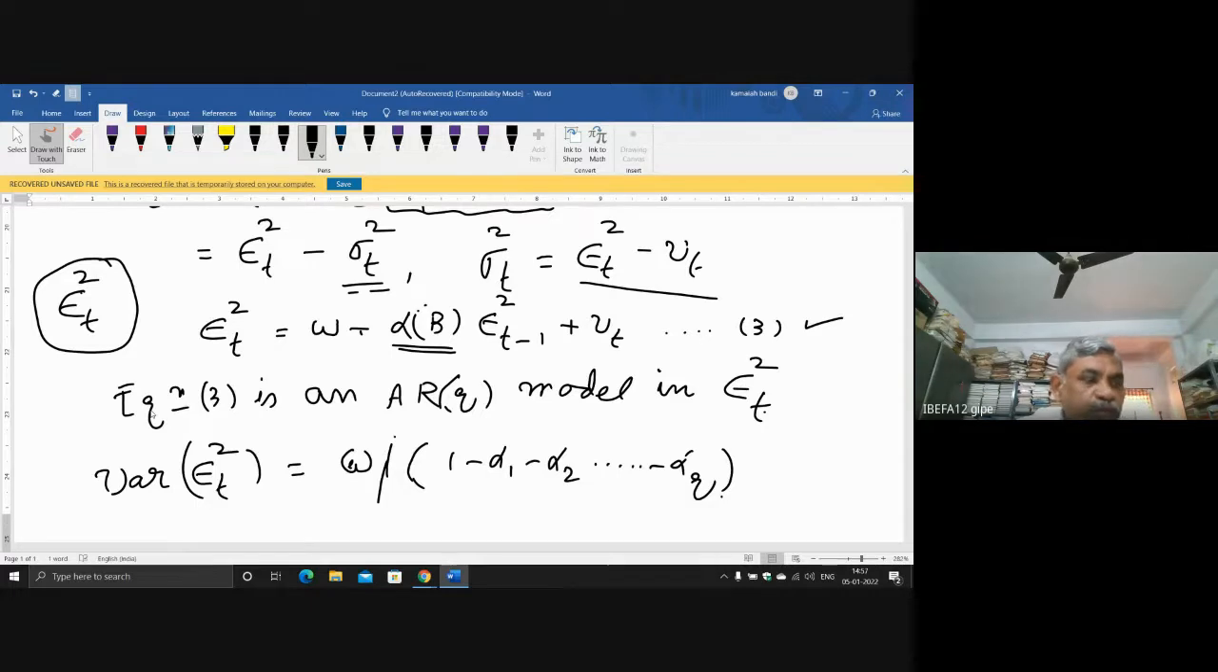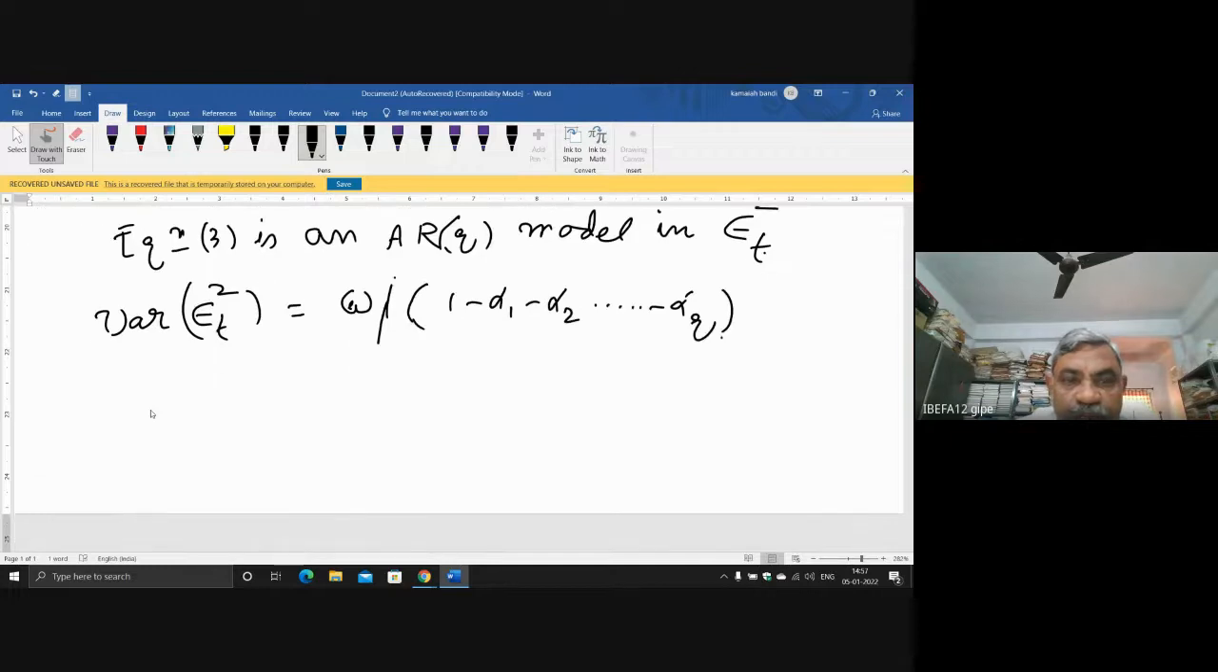Now, for this, let us take a simple model where q equal to 1 for simplicity's sake. So when q equal to 1, then the model becomes ARCH 1. ARCH q becomes ARCH 1 model.